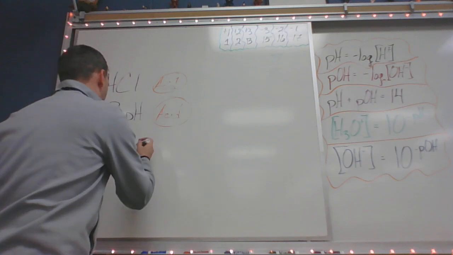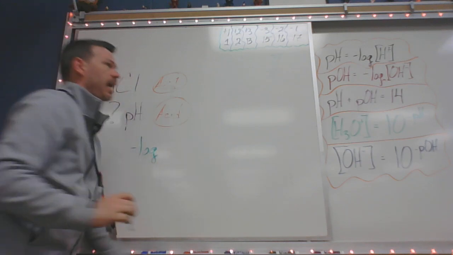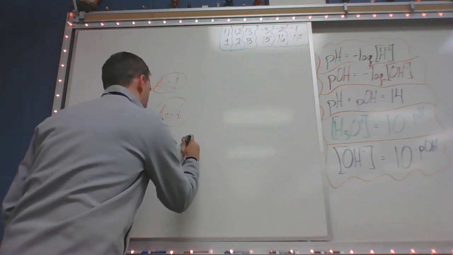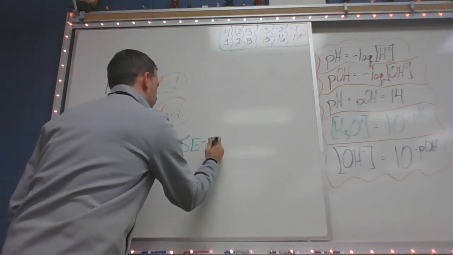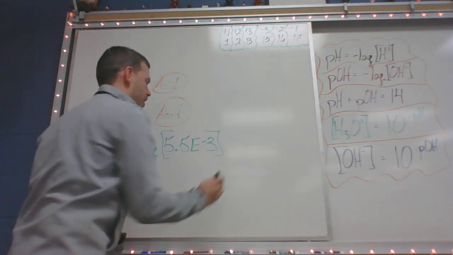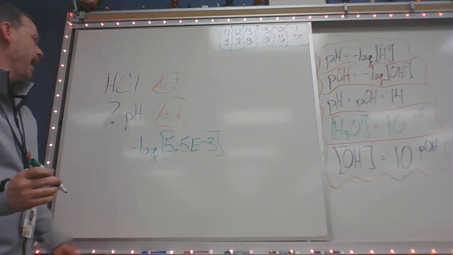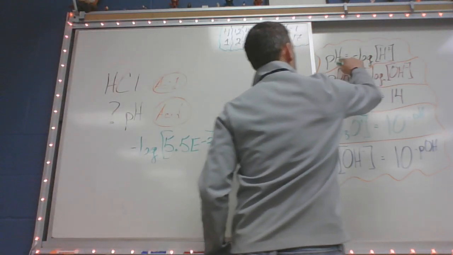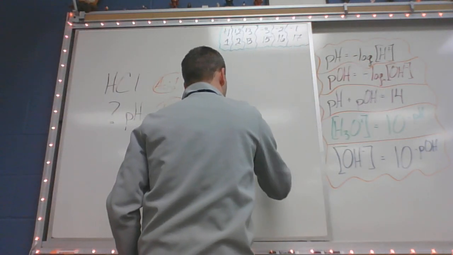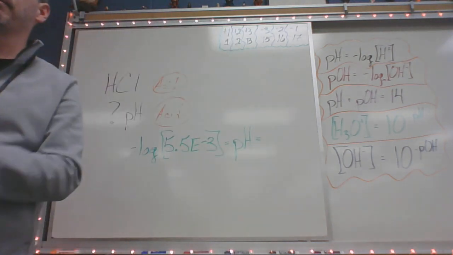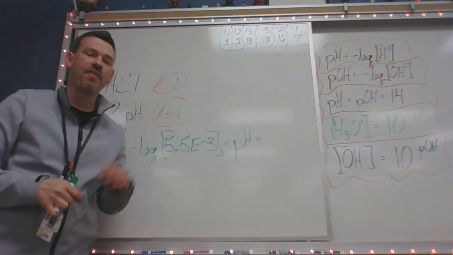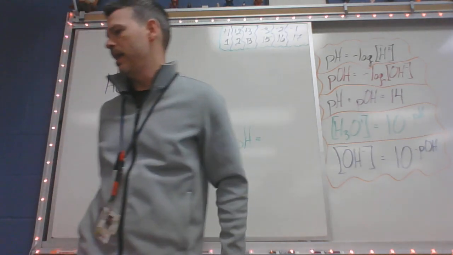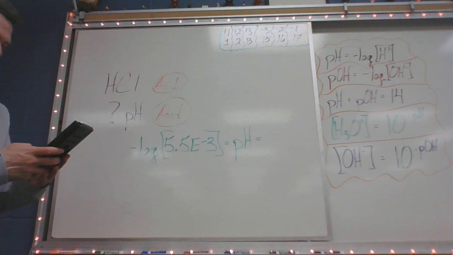They match. So I'm going to go negative log, in this case, of 5.5 e negative 3. And since I'm taking the negative log of an acid, it will spit out a pH. Try it. Remember, hit the negative button at the bottom of the calculator, then the log button, then enter in that molarity.